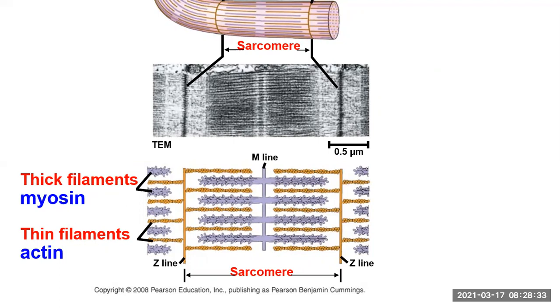So the thicker band is myosin, okay? And the thinner one is actin. Is it clear? Very good.